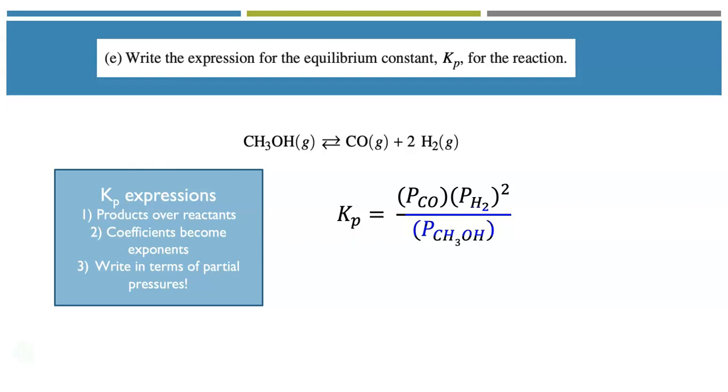It needs to be the pressure of the carbon monoxide times the pressure of the hydrogen squared over the pressure of the methanol. And that's what you needed to write to earn the 1 point.